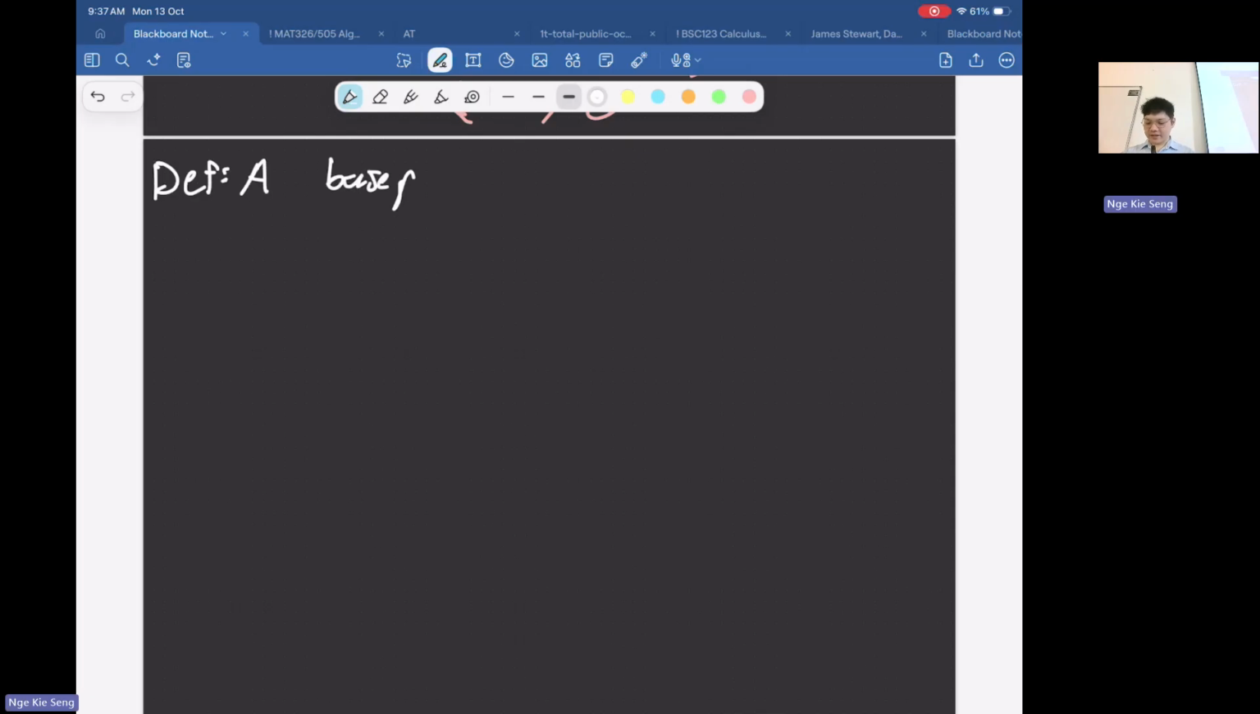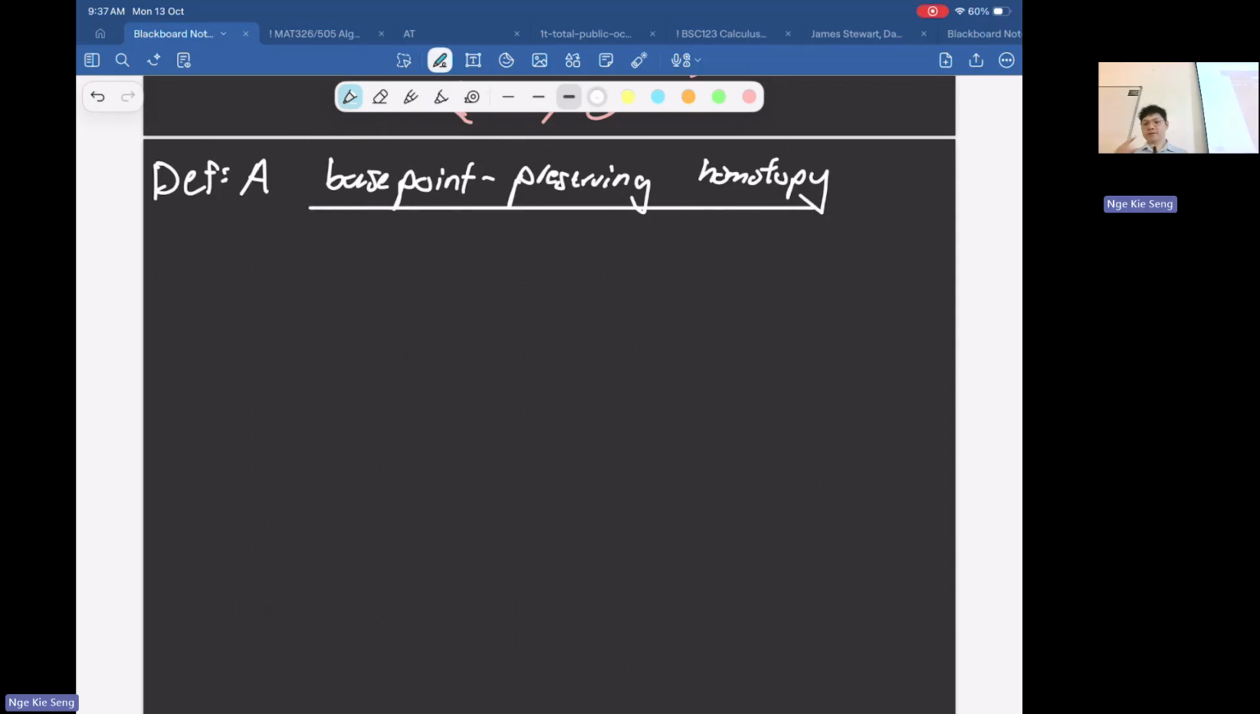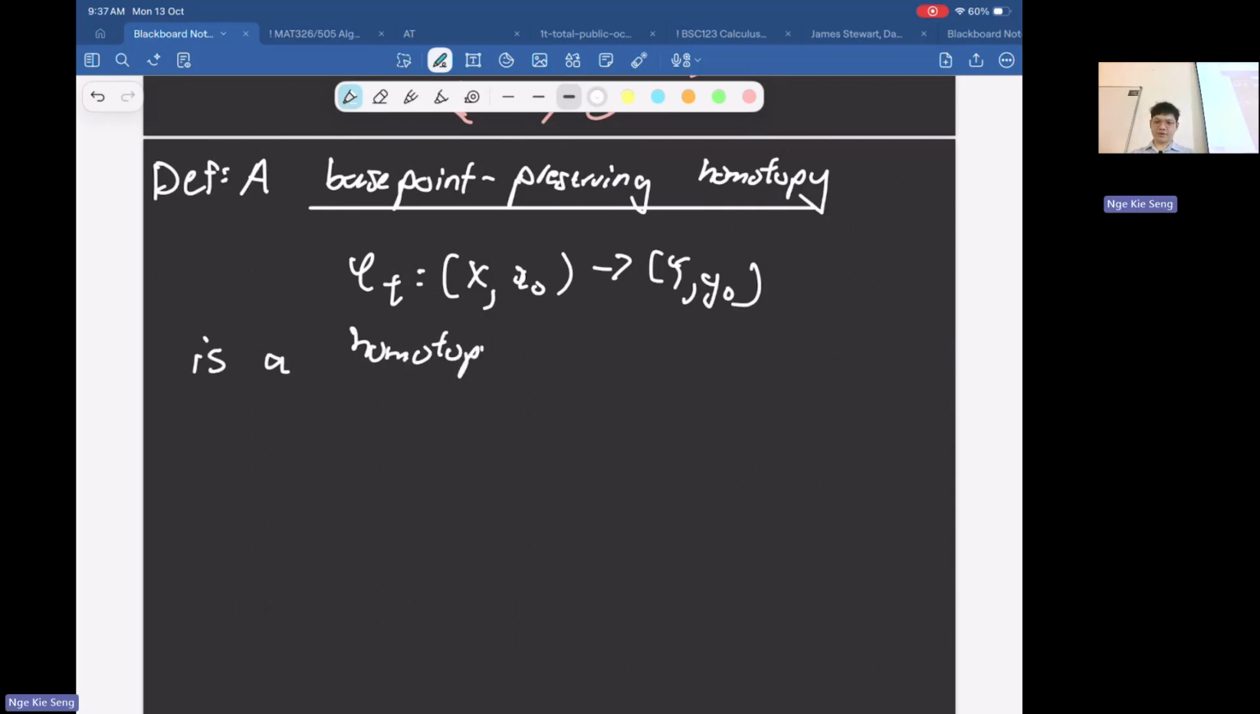Okay, so next definition, base point preserving homotopy. You see, this is another homotopy. This is a base point preserving homotopy. So what happens here is we are allowed to look at different base points now. But under a condition. Do you want to guess what's the condition here? So what's the relationship between X naught and Y naught here?